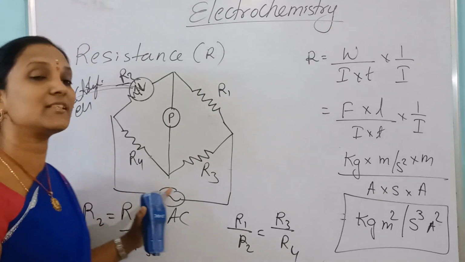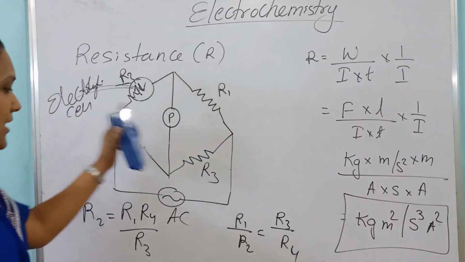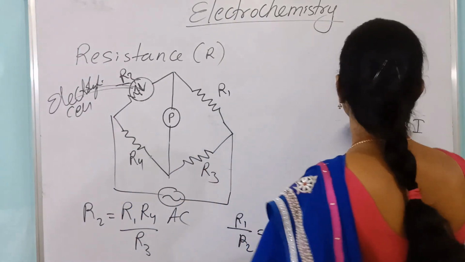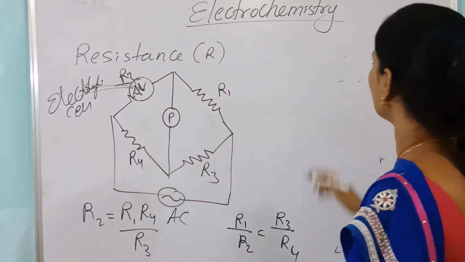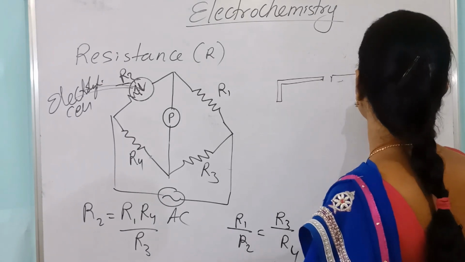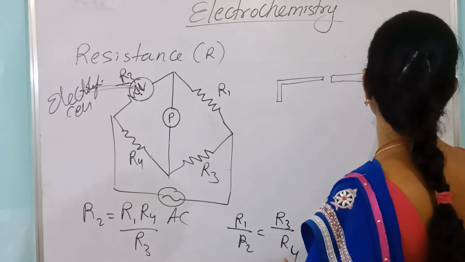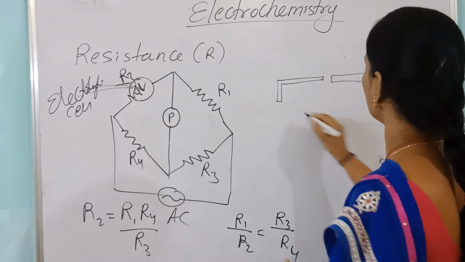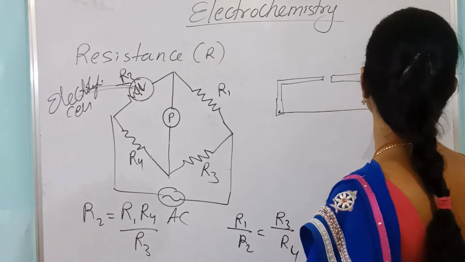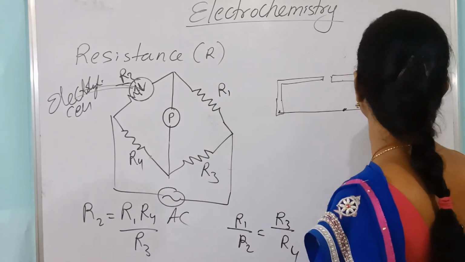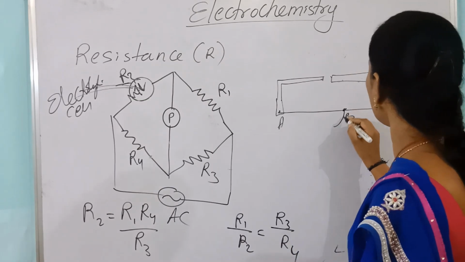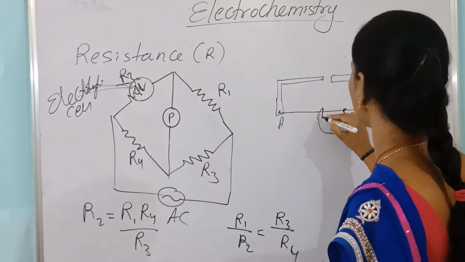So how are we finding this resistance of the electrolytic cell? That is using the Wheatstone bridge, or simply a modified one. Here also we are using the same principle. For example, it is B, C, A. Okay, and here we are connecting headphones.